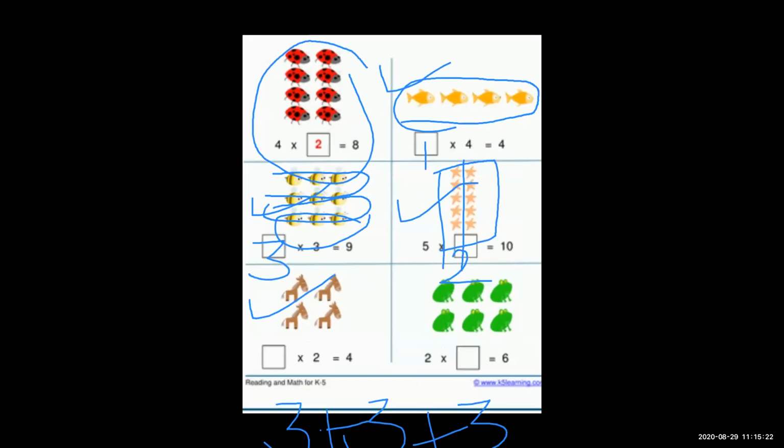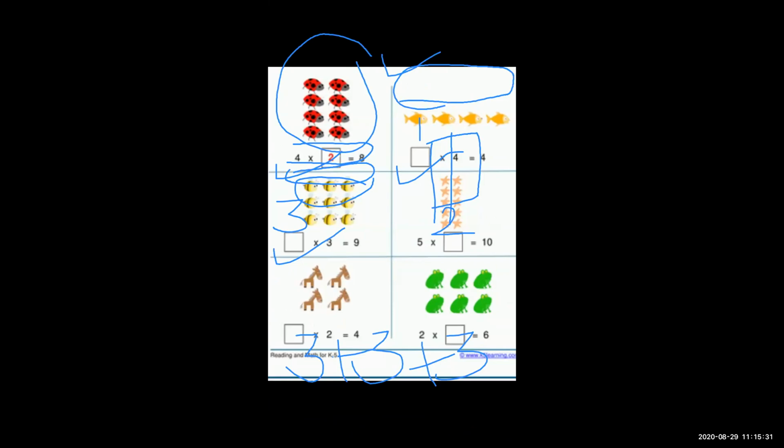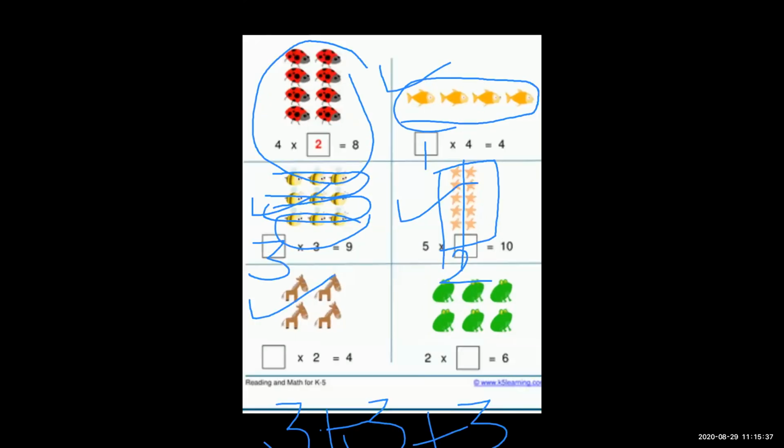Yes, in the empty box, what will come? 2. Why? Because here 2 groups are given to you. And in total, how many? 4. So you want to add 2 times. 2 plus 2. Okay, repeated addition.